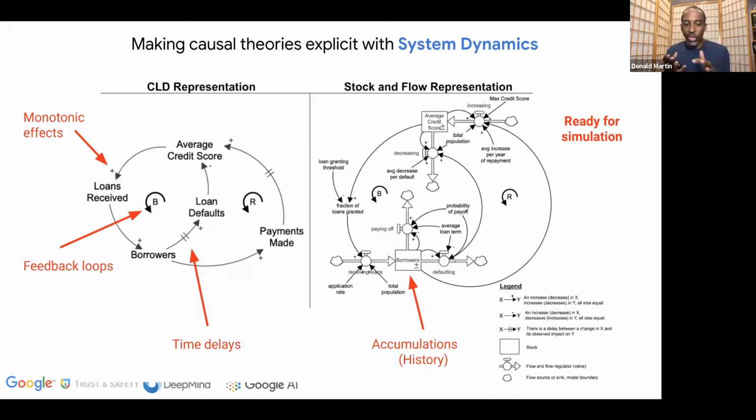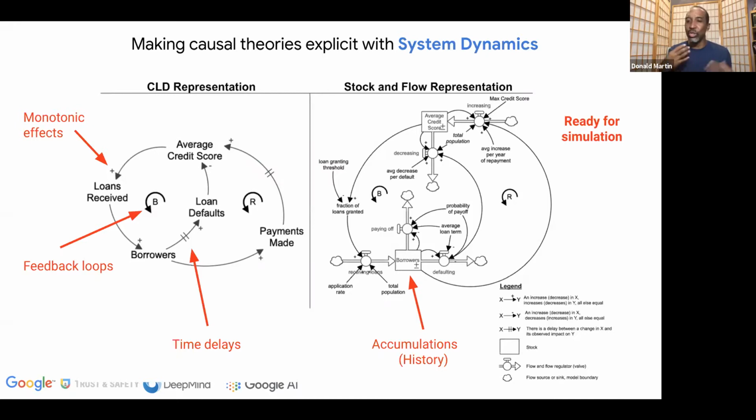Reinforcing loops have the opposite effect. They contribute to exponential growth. In this case, the reinforcing loop is people making their payments. Borrowers get their loans, and as people make their payments, this reinforces the overall cycle because credit scores go up when payments are made. So it continues that cycle of growth in the number of loans being received. Those are the key elements of these causal loop diagram representations.